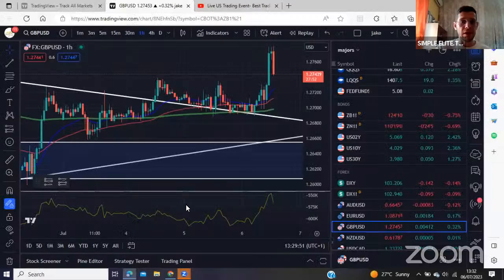Okay, so I want to still be a buyer of the pound against the dollar. So I want to be a dollar seller. Indices have started to retrace a little bit. So I'm sharing the screen now and will talk about what I can see.